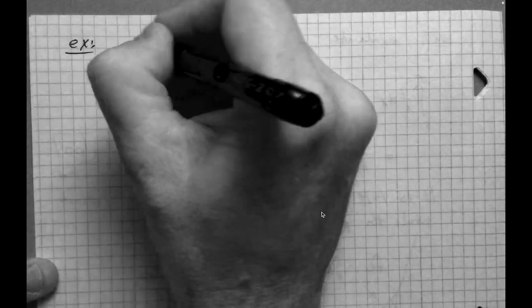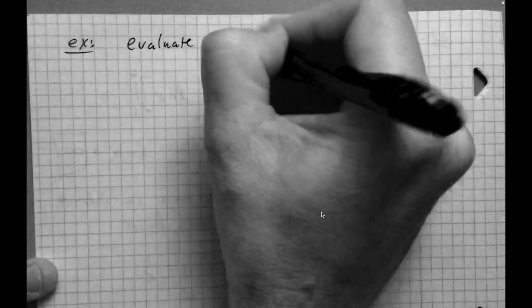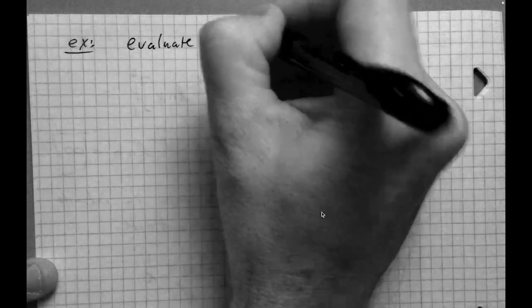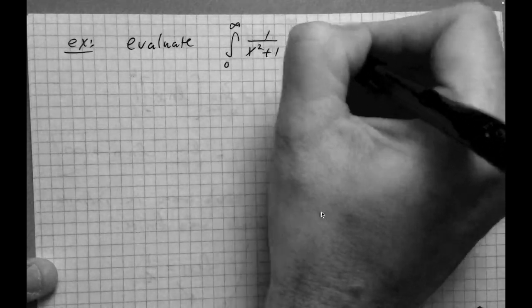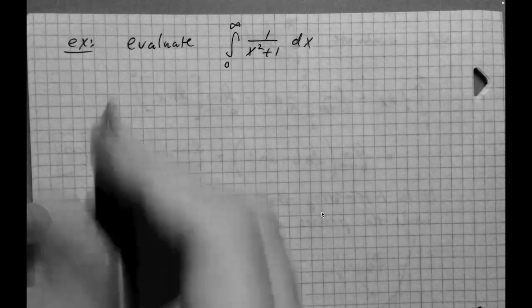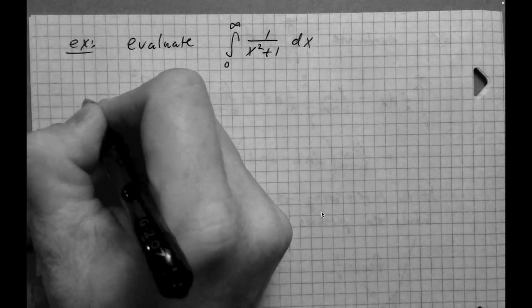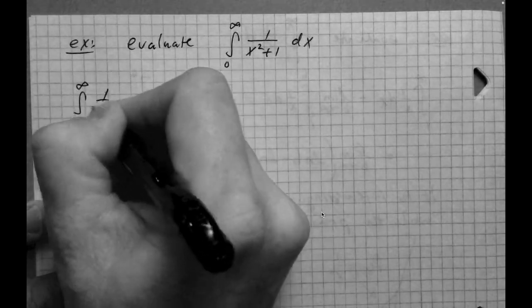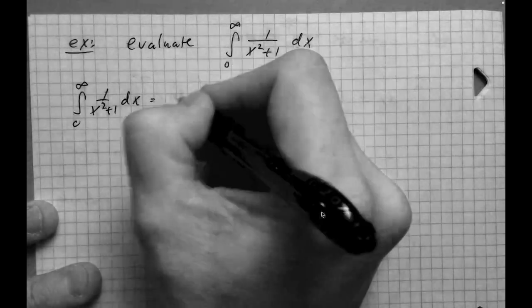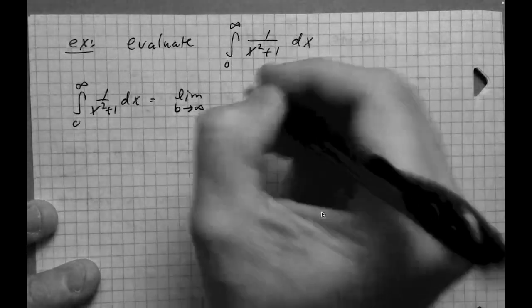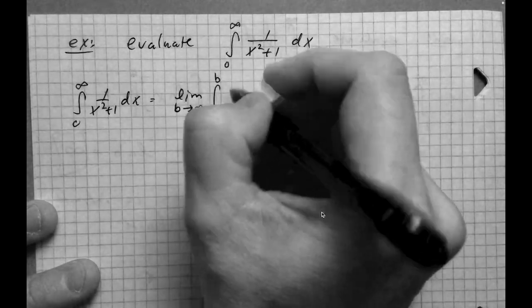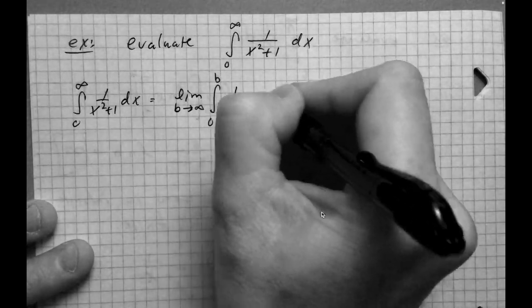Let's take a look at this one. So from 0 up to infinity, and then the integral is 1 over x squared plus 1. Okay, so we'll set it up just like before. From 0 up to infinity, 1 over x squared plus 1. Let's bring in a limit. Limit as b goes to infinity of the integral from 0 up to b, 1 over x squared plus 1.